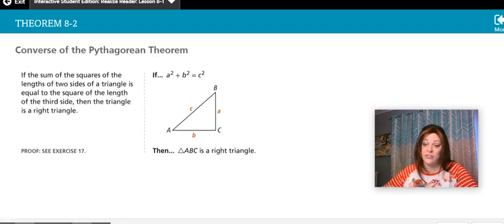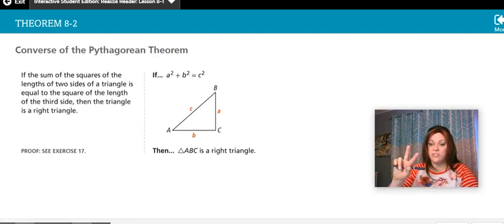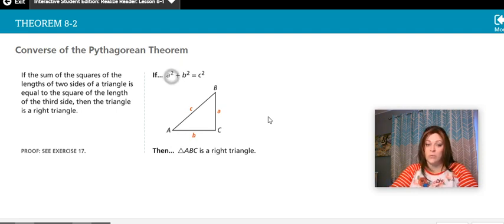There is also the converse of the Pythagorean theorem. Remember, converse is when you switch the order of the hypothesis and the conclusion. So the converse is when you take a triangle and you know that a squared plus b squared equals c squared. If you ever know that this is true, then you know it's a right triangle.